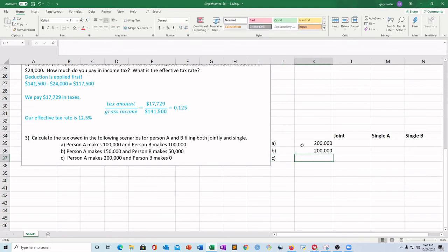And then the last one, person A makes $200,000, person B makes $0. So again, their combined is $200,000. Okay. So their joint tax, since they make the same combined in all 3 scenarios, we're actually going to just put those together, right? So we're just going to do it once and then copy that down. And then we'll look at just one of these to remind ourselves how to do the single, put it in the little formulas, and then we'll go.